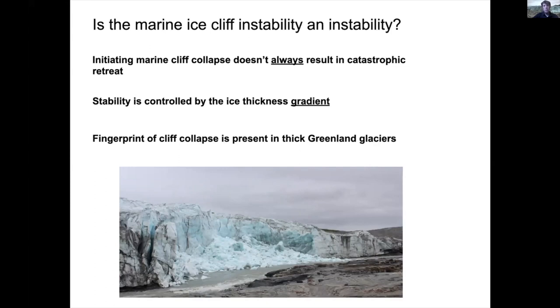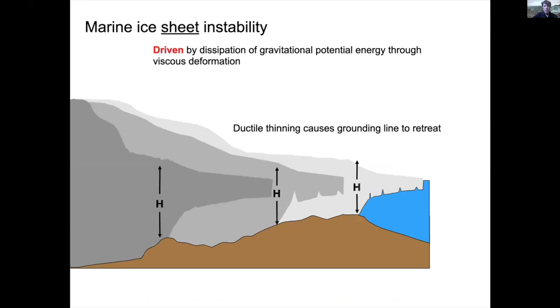To motivate that a little bit, let's think about the marine ice sheet. The marine ice sheet instability is initiated by the fact that the ice thins ductilely. So if you start with a grounding line with thick ice, then because the strain rate, the viscous flow, increases with ice thickness, as you initiate a retreat, the ice gets thicker, it flows faster, and that causes the grounding line to retreat faster and further.